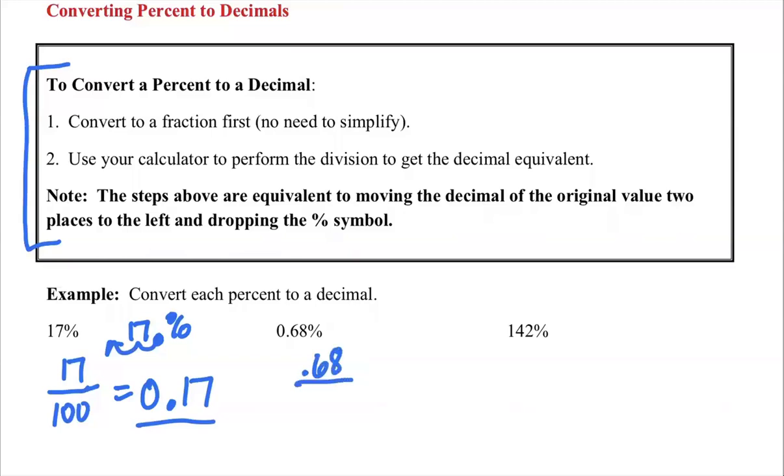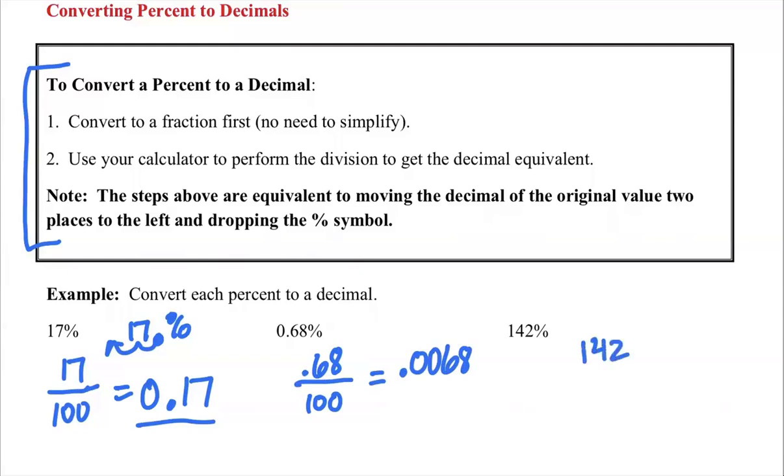0.68% as a decimal, turn to fraction, that would be 0.68 divided by 100. When we divide by 100, you can either use your calculator or just move the decimal 2 to the left. Here's what we would end up with. So 0.68% is equivalent to 0.0068.